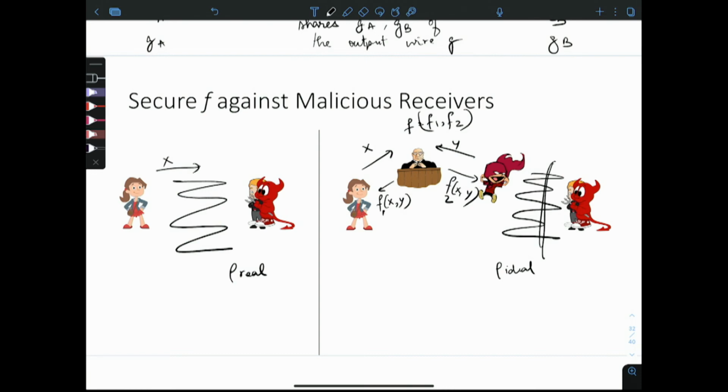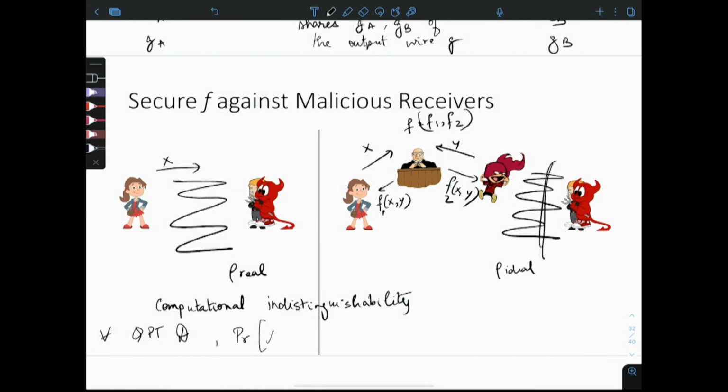And the way this is done in the computational setting, which is going to come up more in our analysis, is this notion of computational indistinguishability, which means if you had any quantum polynomial time non-uniform distinguisher D, then the probability that the distinguisher given rho real says 1 would be very close to the probability that the distinguisher given rho ideal says 1.